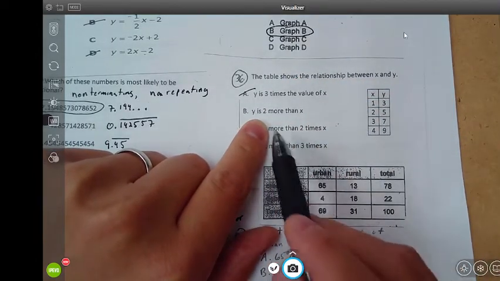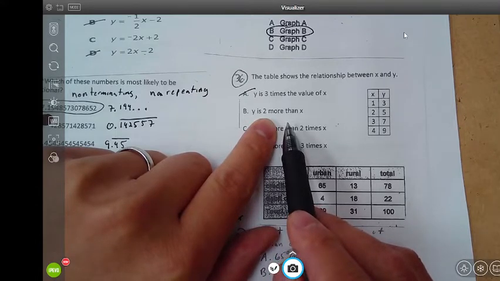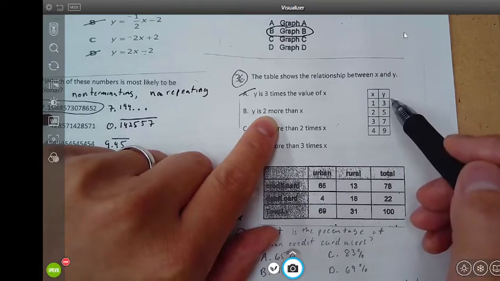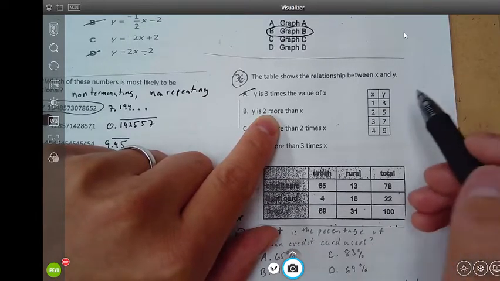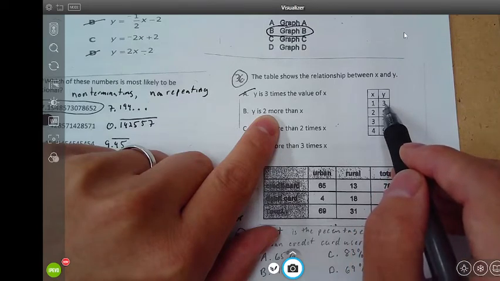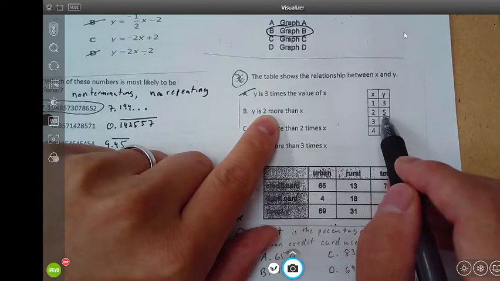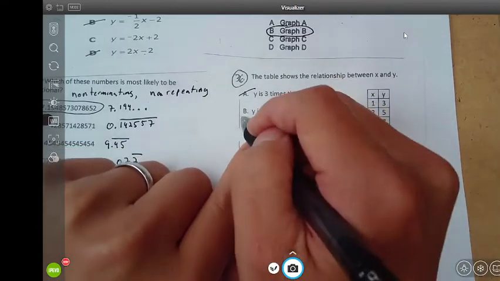Alright, next one says y is 2 more than x. So whatever x is, y is 2 more than x. For the first one, let's say 1 plus 2. That does give you 3. Next one, 2 plus 2 does not give you 5. So it's not going to be B.